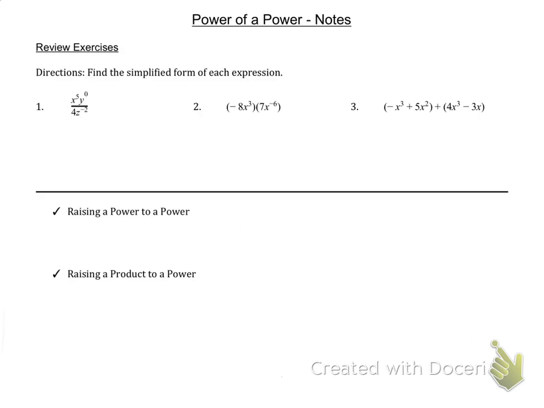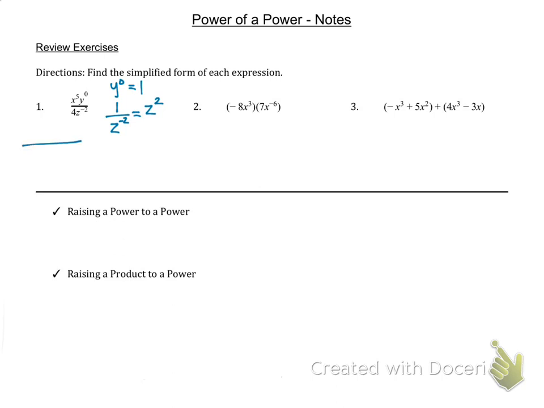The directions state find the simplified form of each expression. So for number 1, it looks like we need to do a couple of things. So we have y to the 0 power. Remember, anything to the 0 power is equal to 1. So that's equal to 1. And then we also have 1 over z to the negative 2nd power. And we need to take the reciprocal of the power, which will make it z squared. So that's going to end up flipping to the top of the fraction.